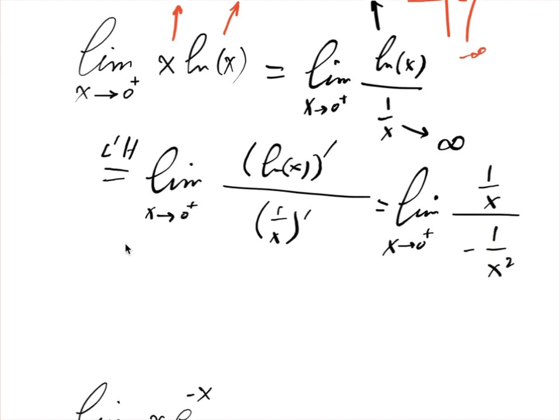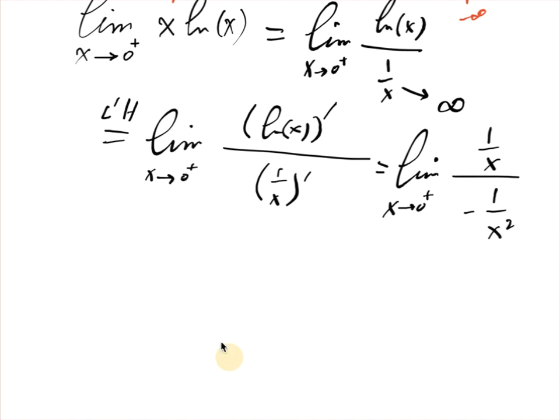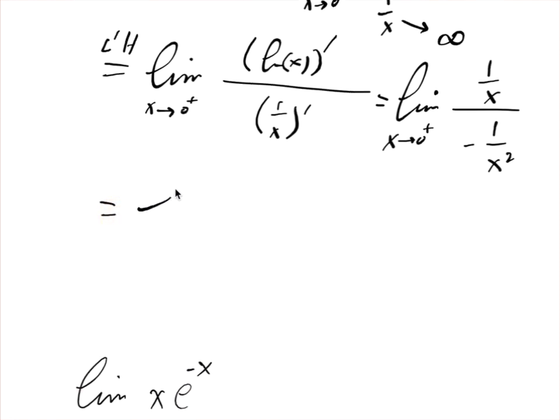Then we can simplify this to the limit as x tends to 0 from the right of minus x, and that is 0.